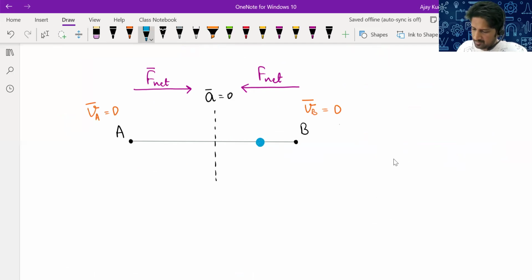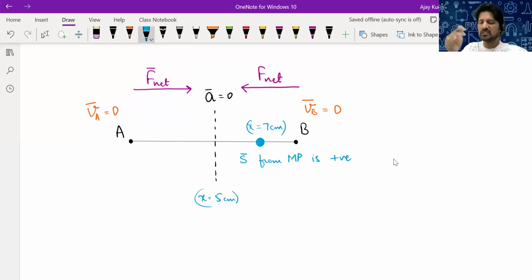When the object is here on the right side of the mean position, its displacement from the mean position is positive. Okay. What I'm saying is, let's say the mean position is x is equal to 5 centimeters. Then this coordinate will be some x is equal to 7 centimeters randomly. Then the displacement from the mean position, if you see, is 2 centimeters, positive 2 centimeters. Okay. So if the displacement from the mean position is positive, then the force acting there will be negative, or the restoring force is negative. Okay, F stands for restoring force.